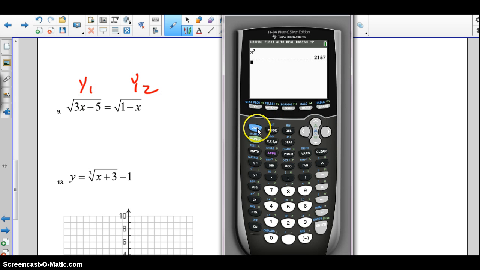See what we get. So let's clear this out, and I'll plug in the square root of 3x minus 5. So I'm going to hit second, math, or excuse me, second, radical, and plug in 3x minus 5.